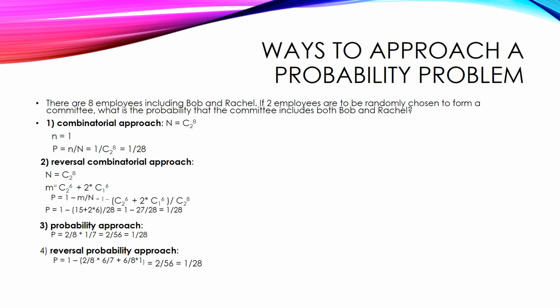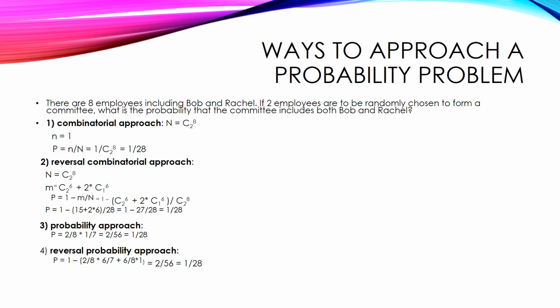Few ways to approach a probability problem. Let us look at examples. There are 8 employees including Bob and Rachel. If 2 employees are to be randomly chosen to form a committee, what is the probability that the committee includes both Bob and Rachel?